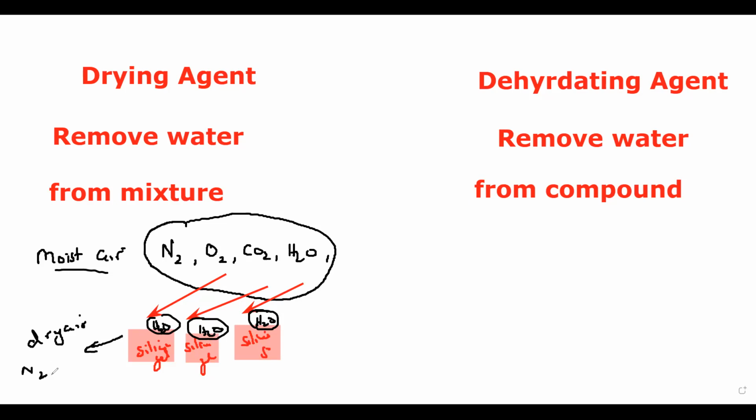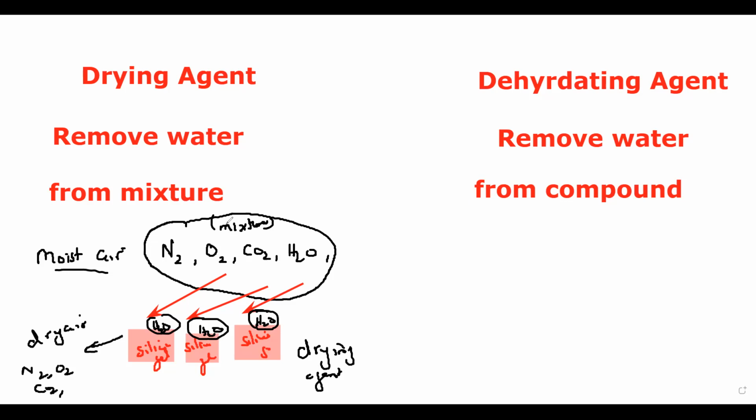which will contain nitrogen, oxygen, and carbon dioxide, but it won't contain water because the water has been removed by using a drying agent. So this silica gel is called a drying agent. This moist air is a mixture. So whenever we remove the water from a mixture, we call the substance which is removing or absorbing the water a drying agent.